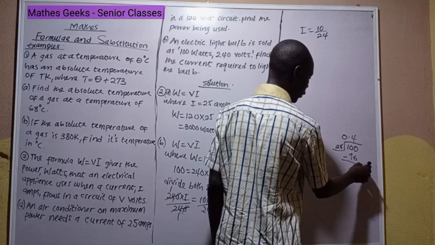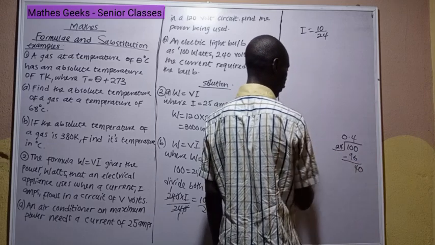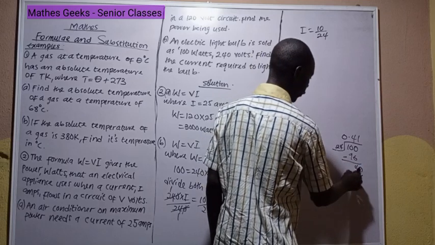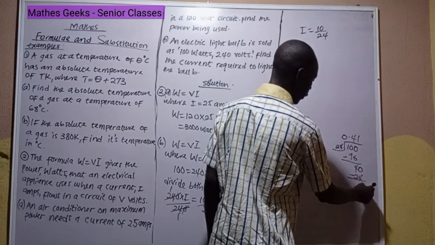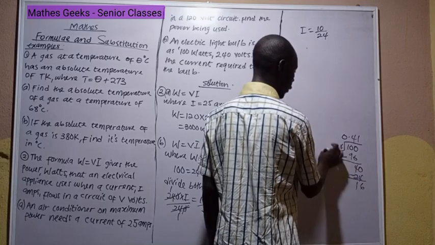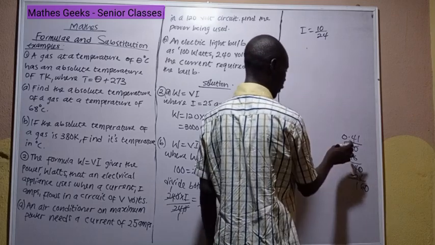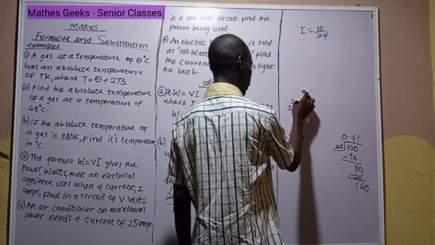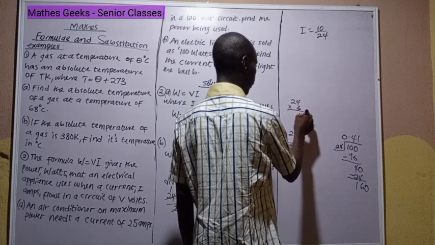24 into 4 cannot go, so add 0. 24 into 40 will give you 1. 1 times 24 is 24. Subtract: 10 minus 4 is 6, 3 minus 2 is 1. 24 into 16 cannot go, so 160. 24 into 160, let's try 24 times 6 and see what it will give us. 4 times 6 is 24.